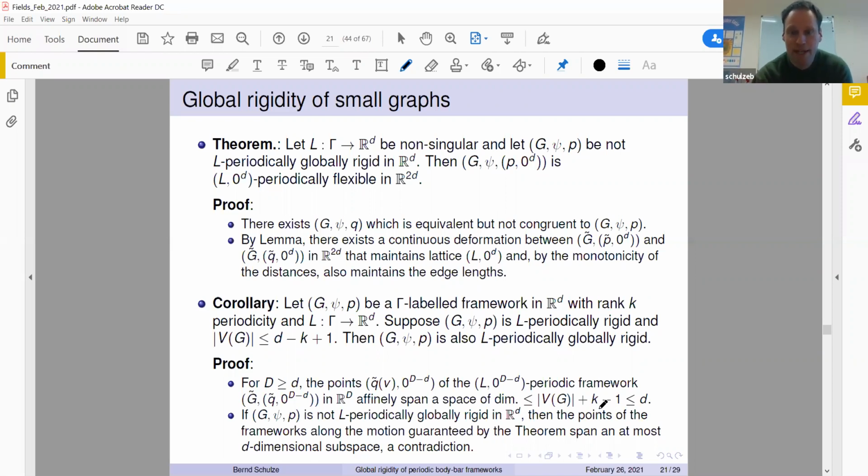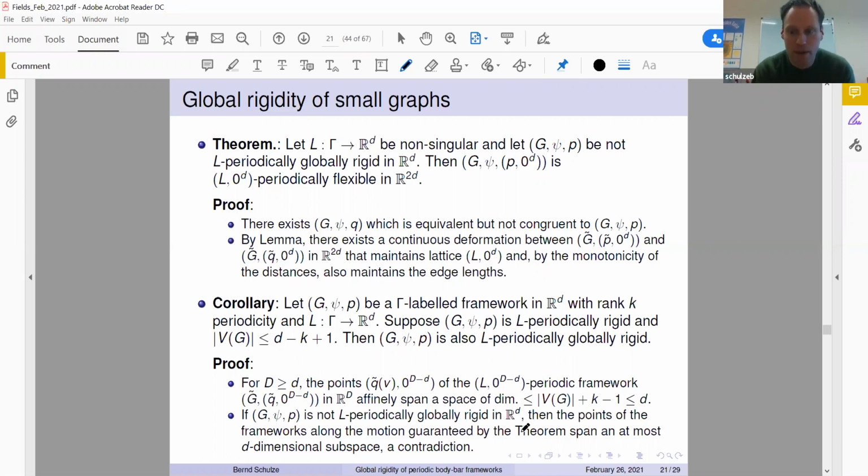Okay, that's very simple. And our assumption here is that V plus K minus 1 is small, right? So it's at most D. Okay, so any periodic framework here with few vertices has this property that the affine span of the points of the framework has dimension at most D. But now we are basically done, right? So if the framework is not globally rigid, then by above we have this continuous deformation in R^(2D), right? But all our frameworks have affine span for the points at most D. And our assumption was that the framework is rigid in R^D, right? So this is not possible. Okay, so such a deformation cannot exist.